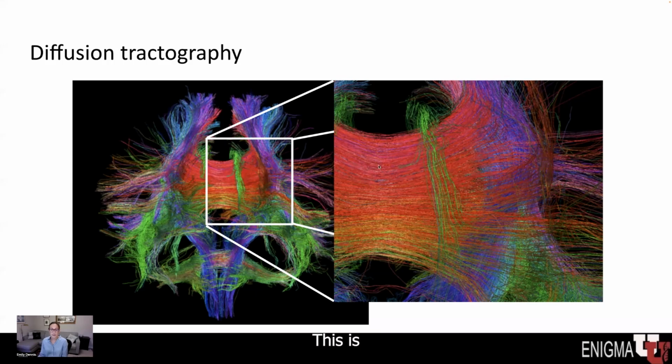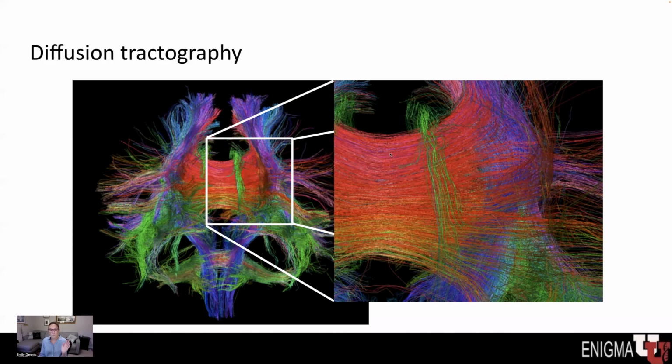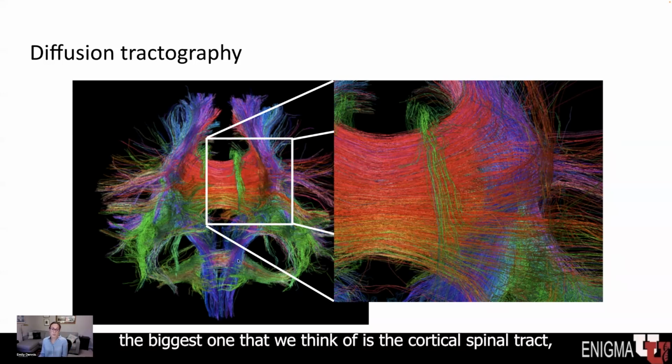And this is similar to the image from two slides ago that showed the colors. This is showing the same thing, where red fibers are those that are moving left-right, so primarily the corpus callosum. Green are those that move anterior, posterior. So here this is showing the cingulum bundle, and then a lot of the association tracts that run anterior to posterior. And blue are those that move superior to inferior. So generally, the biggest one that we think of is the corticospinal tract, which extends from the cortex, your brain, all the way down the spine out into the periphery.